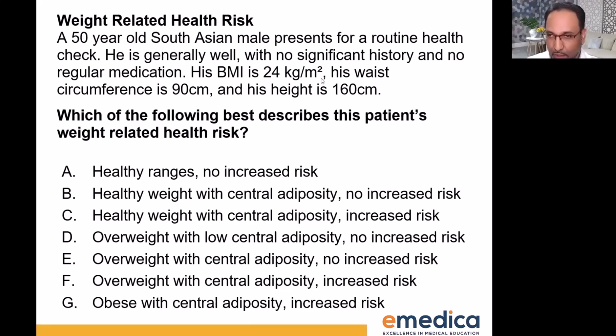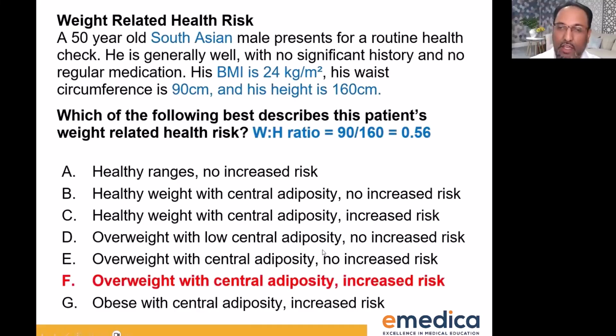Now, if you read all the numbers, knew how to do the calculation, but missed this bit, then you might think, okay, that's a healthy weight. They have got slightly increased central adiposity, so there is some increased risk there. And that's actually what happened. The most popular answer, most of you picked C, healthy weight with central adiposity, increased risk. But the correct answer is actually F.